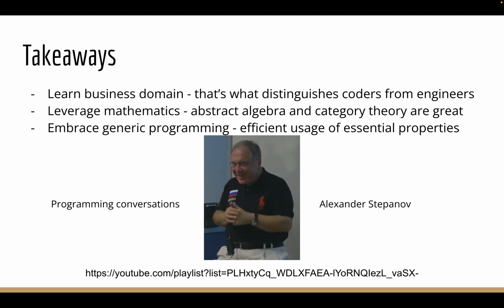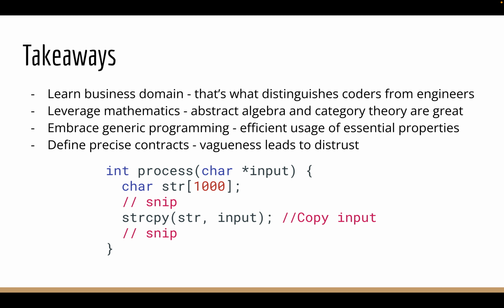We should also embrace generic programming. Efficient usage of essential properties is the key to code reuse and efficiency. And I highly recommend watching the series of lectures called Programming Conversations by Alexander Stepanov. Those are great. Pretty much anything that you can find with Alexander Stepanov is certainly worth watching. Highly recommend it.